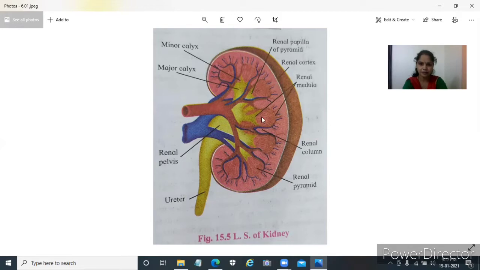Now, the renal medulla. As compared to the cortex, it is a faint or pale red color. Now, this part is a continuation from the cortex to the medulla. Cortex to medulla, that's the renal column. It's a blue colored part which continues from the cortex toward the medulla. That's the renal column, or it is also called the column of Bertini. It was discovered by the scientist Bertini, so it is called the column of Bertini or the renal column.